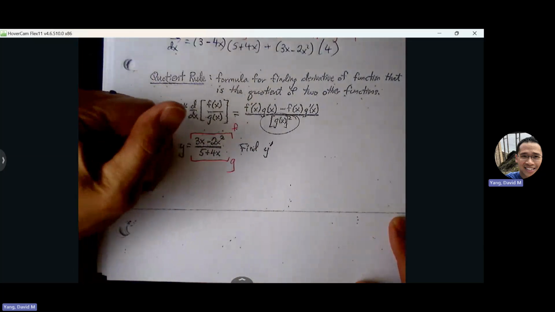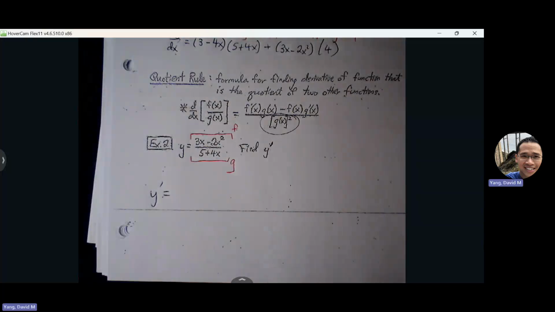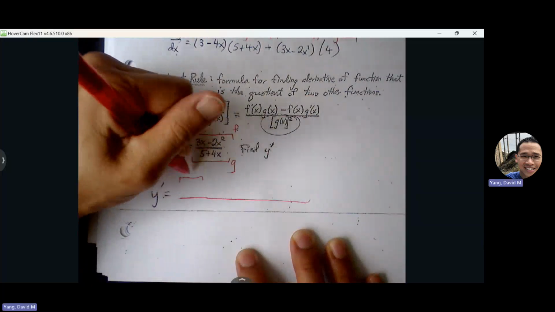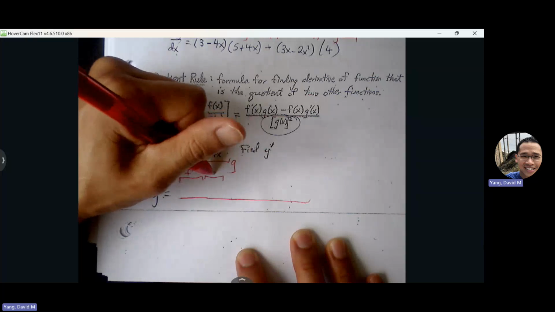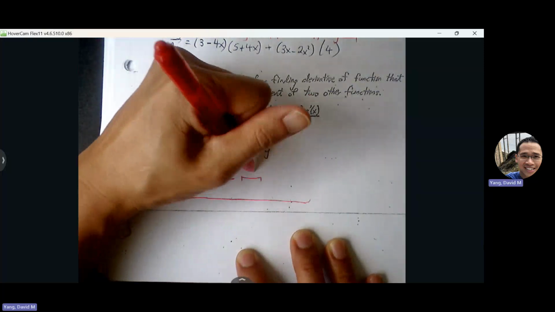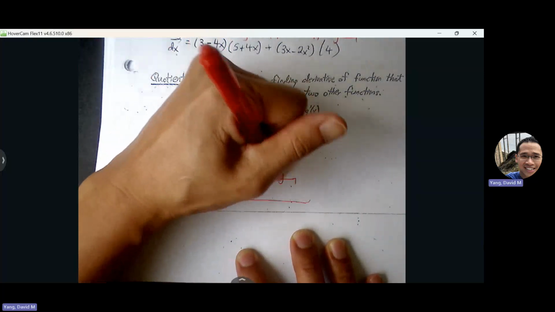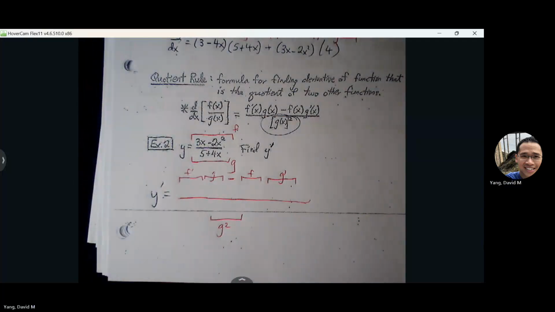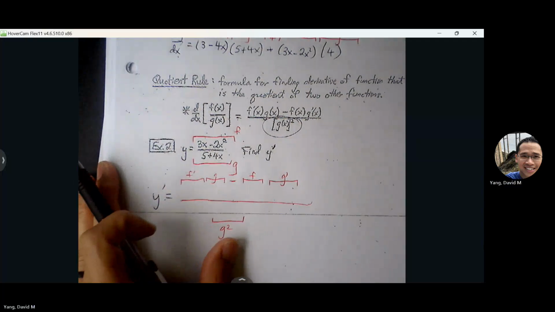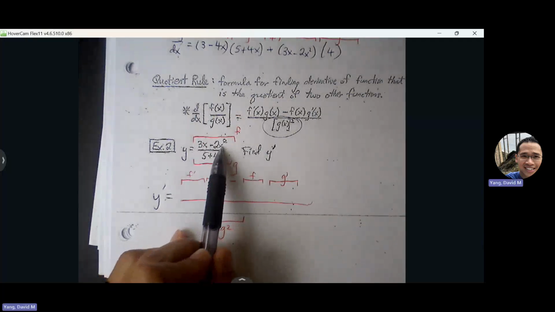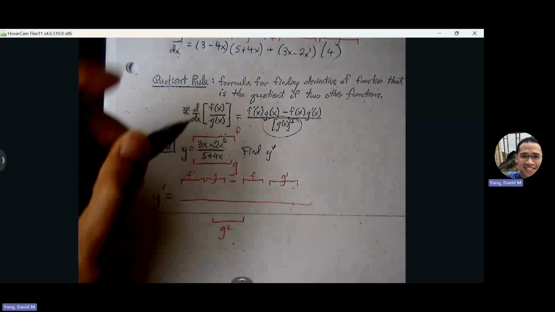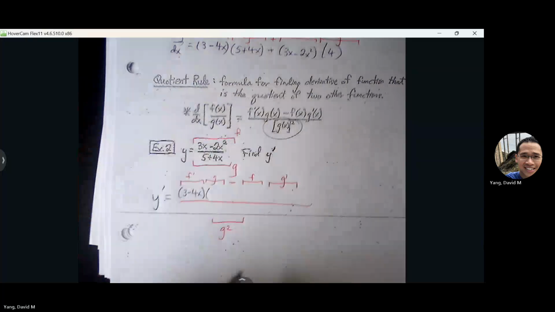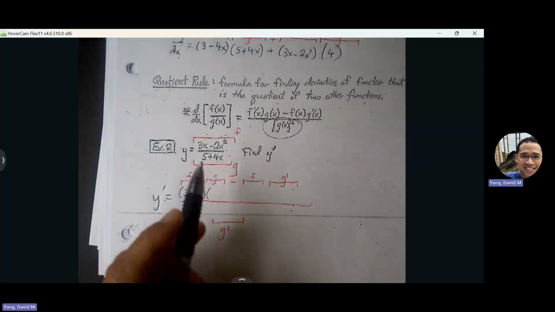Okay, so y prime equals. Let me set up and label everything that we need to find. f prime times g minus f g prime all over g squared. Okay, f prime, just like how we did with product rule, 3 minus 4x. G function, no changes.